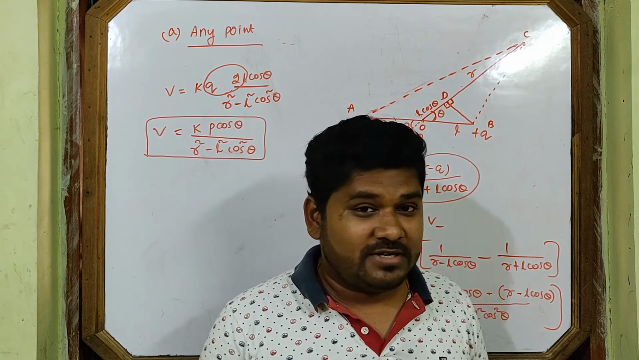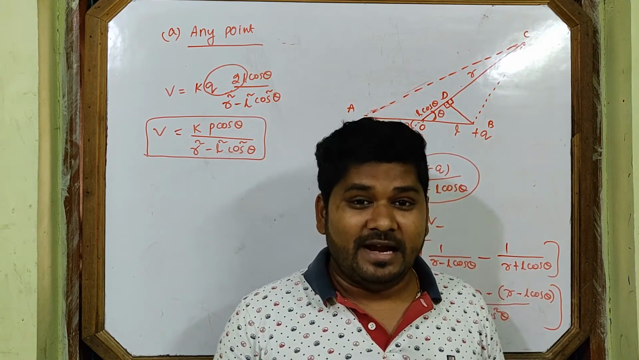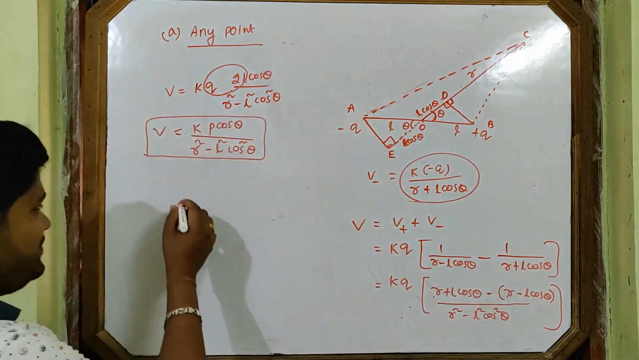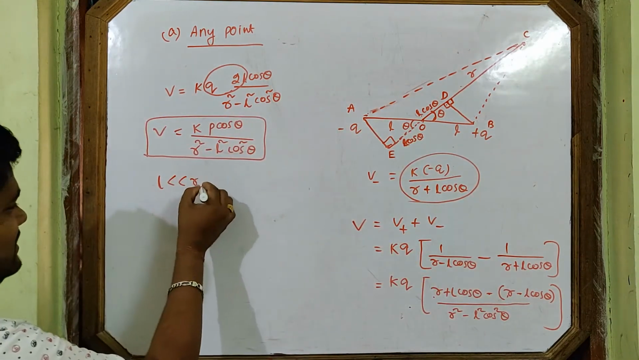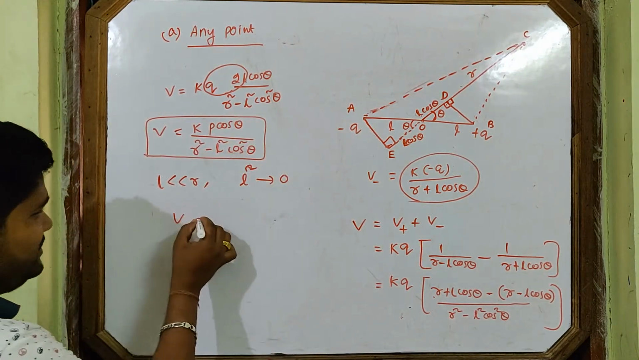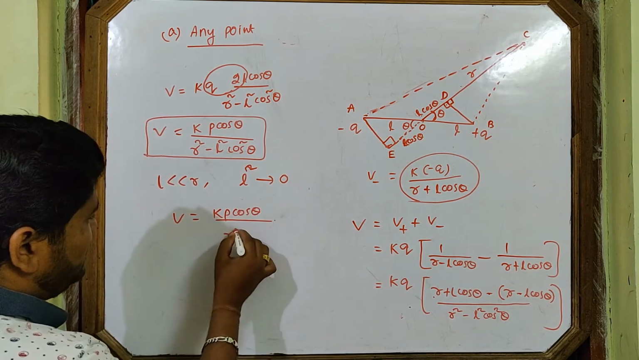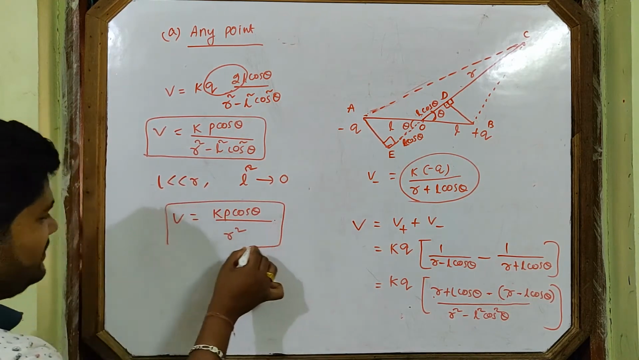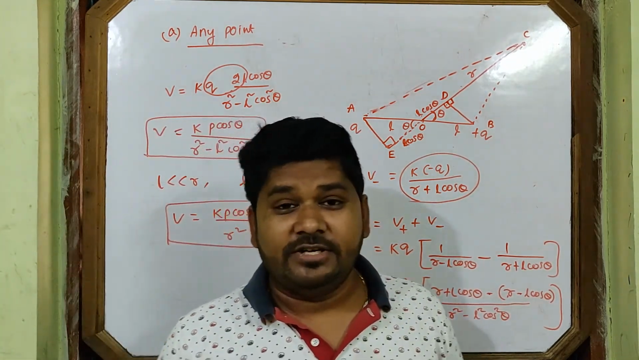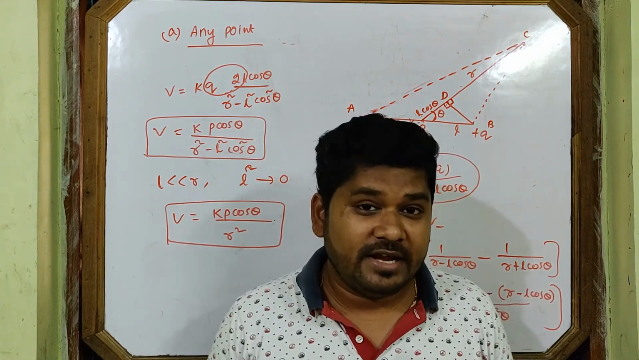But we will not leave it here. We will also go for the ideal electric dipole or short dipole. If we take the short dipole, L is very small compared to R, so L squared tends to 0 and is neglected. So V is K p cos theta by R squared. This term is now 0. This is the expression of potential due to an ideal or short electric dipole at any point.